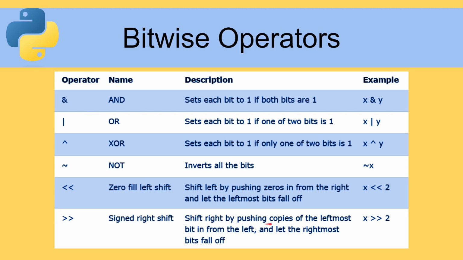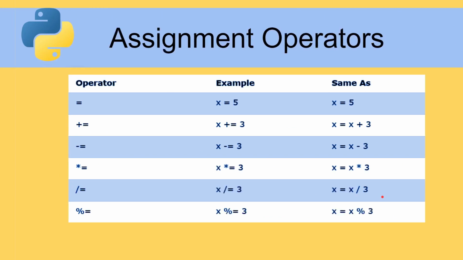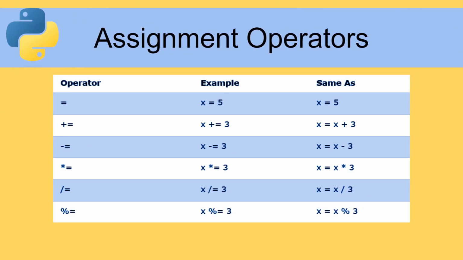Shift right by pushing copies of the leftmost bit in from the left and let the rightmost bits fall off. Assignment operators. Assignment operators are used to assign value to a variable and doing some arithmetic or bitwise operations at the same time. First one is equal sign, that you assign a value to a variable.